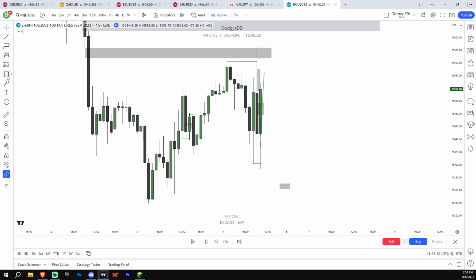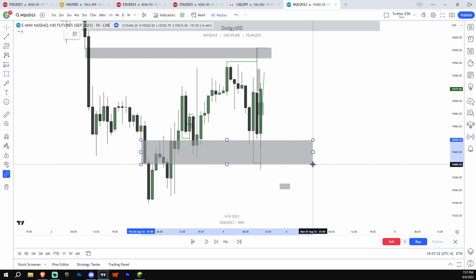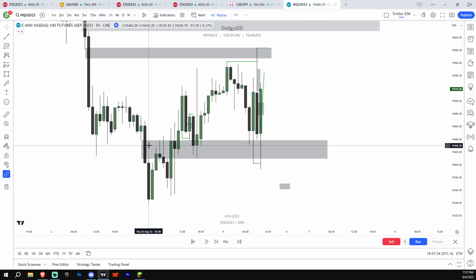Another thing I want to point out is on Thursday in the morning I said this is going to determine my bias today, meaning if we were below it I was going to be bearish, but if we broke it I was going to be bullish. And you can't do this every day.